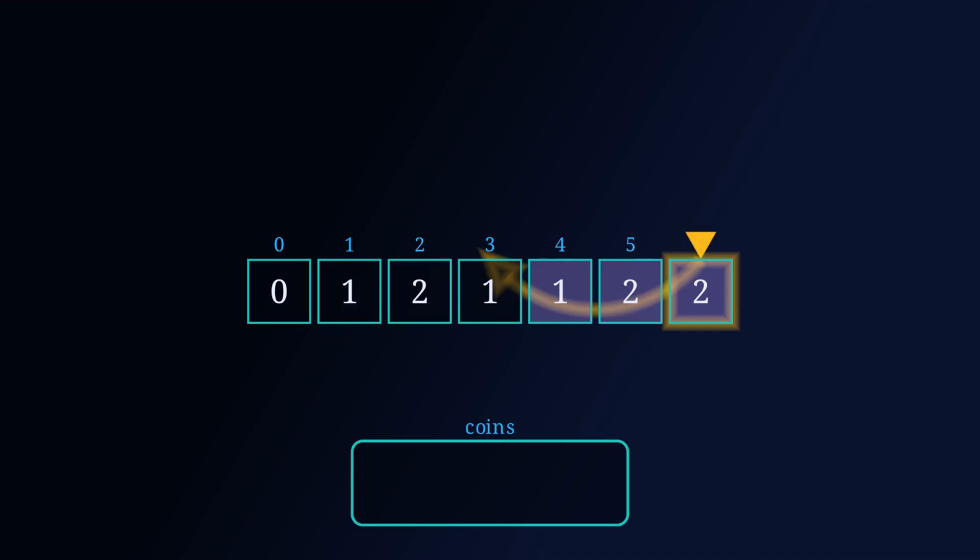Stand on cell 6. We remember its winning move was the coin 3, which brought us here from cell 3. So we pocket a 3 coin and step back to cell 3. Now we're on cell 3, and its winning move was also the coin 3, stepping back to cell 0. We pocket another 3, and cell 0 is our base, the trail ends. We started with nothing and reconstructed the exact answer, 3 plus 3.